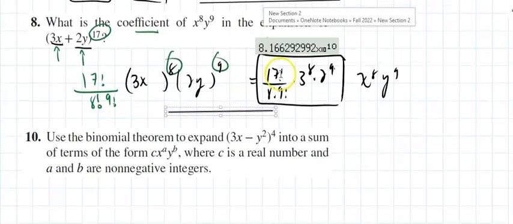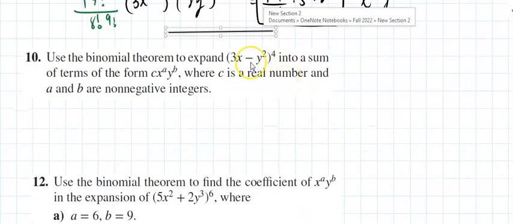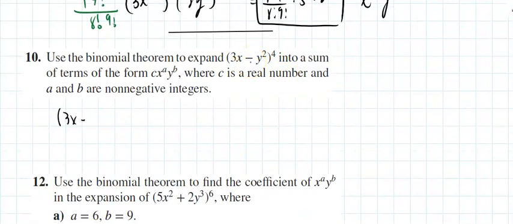And here they say use the binomial theorem to expand. Now look, notice they made it a minus, so you have to modify it a bit. You have to say it's 3x plus a negative y squared, to the 4th. So if they say use the binomial theorem, okay, I could use Pascal. I really don't mind what you use. Either way, if it's the 4th power, use whatever you like.